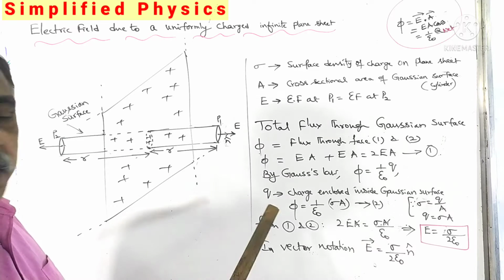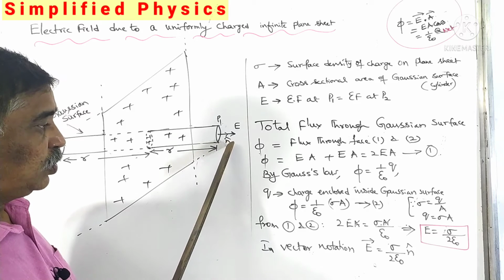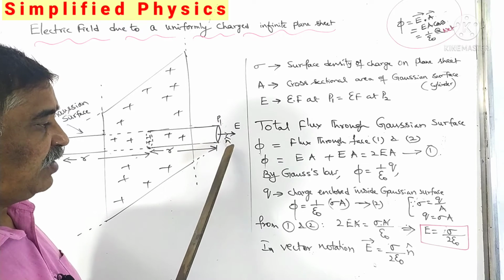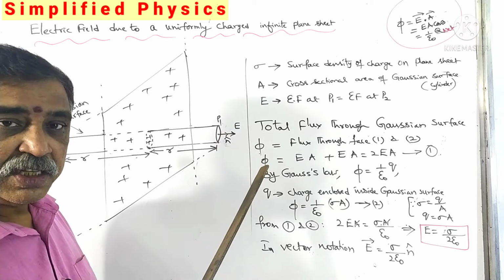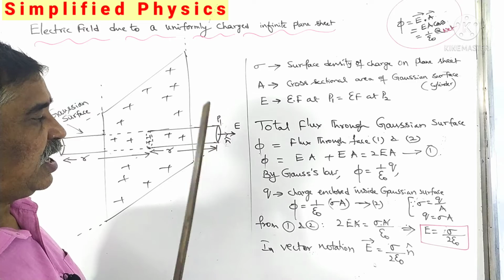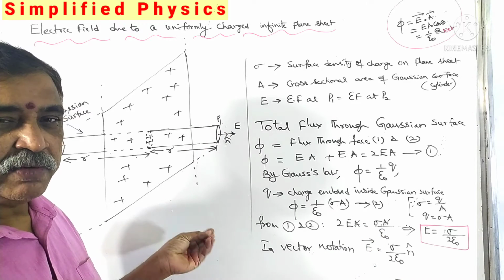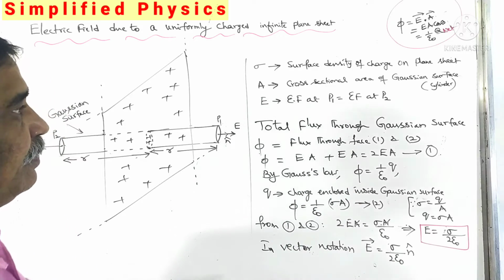E is the electric field. In the direction of the electric field, I have taken the unit normal vector, n cap, in the direction of electric field. It is a 3-mark question. It might have appeared only once in previous papers.